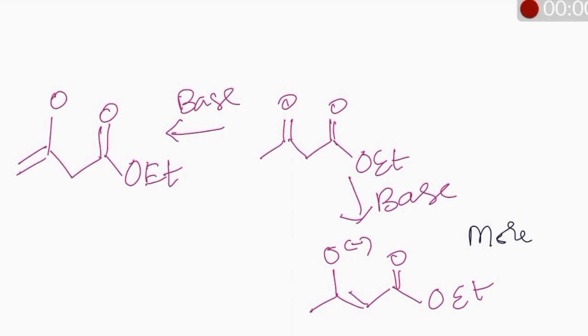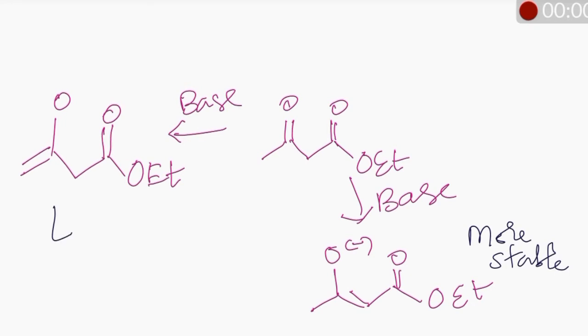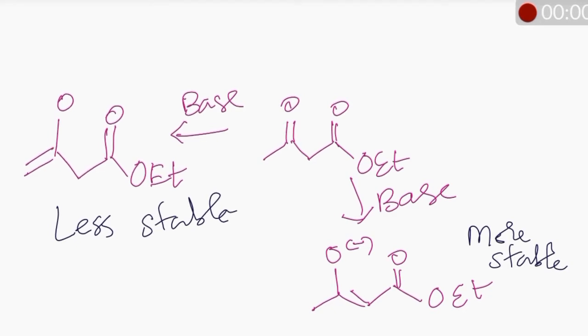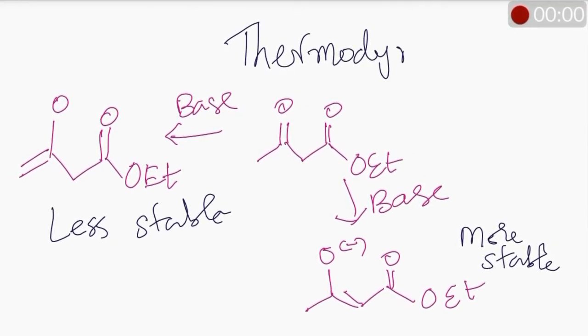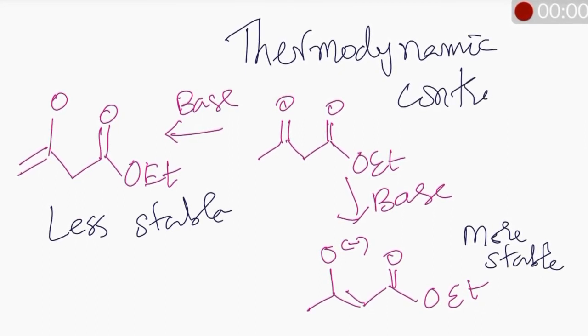Only the more stable of the two possible enolates is formed, and this is less stable because this proton has more acidity. Note the term, this is an example of thermodynamic control.